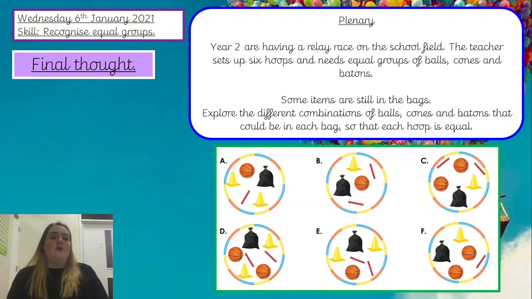So it might help you if you draw out these hoops that are on the screen now, and then you might be able to draw in the ones that they are missing. So for example, in A there are 2 cones, and in B there is only 1, in C there's 1 cone, in D there's 2 cones, in E there's 2 cones, and in F there's only 1. So have a think then, how could we get B, C and F to have the same number of cones as A, D and E? That's right, we could draw 1 more cone, and I'd like you to do that so that they are all equal.